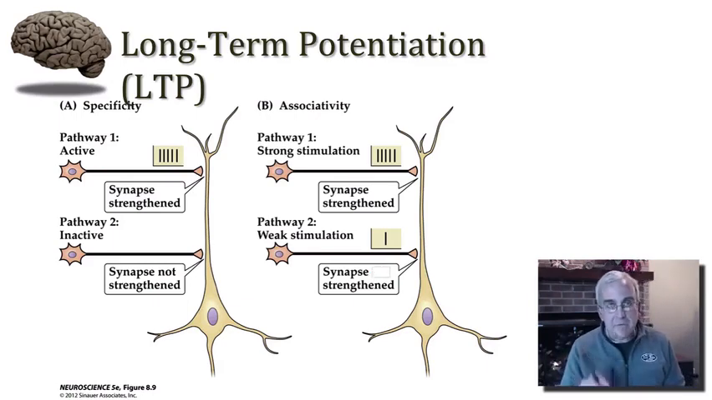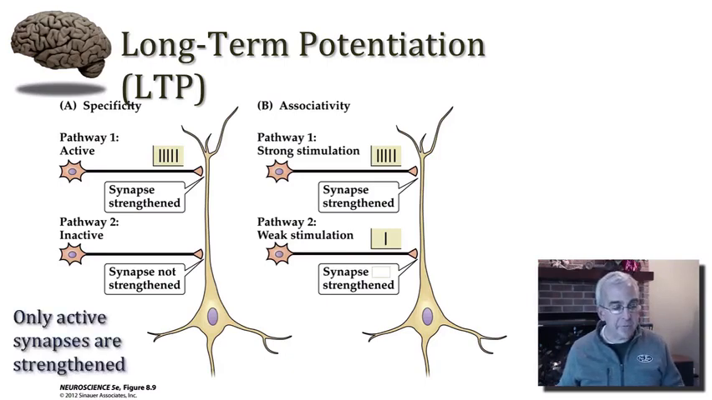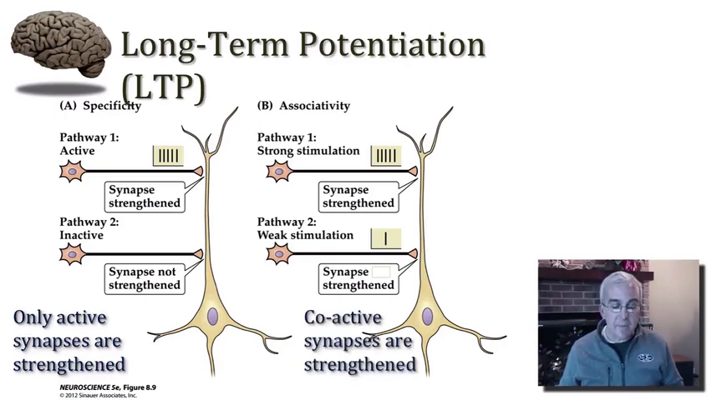So in associativity, the pathway that has weak but concurrent activity can be strengthened along with the already strong pathway that was stimulated. So, to summarize these principles, specificity means that only active synapses are strengthened, and associativity means that coactive synapses may be strengthened.